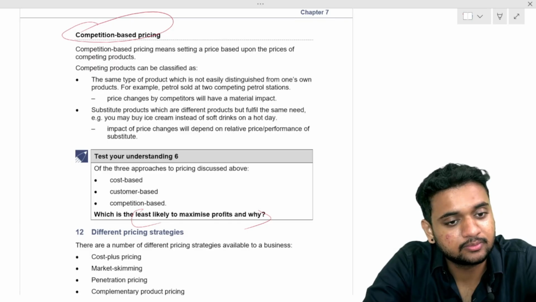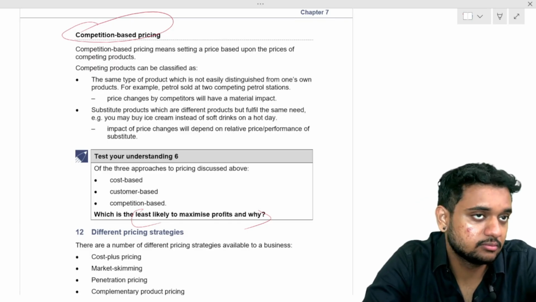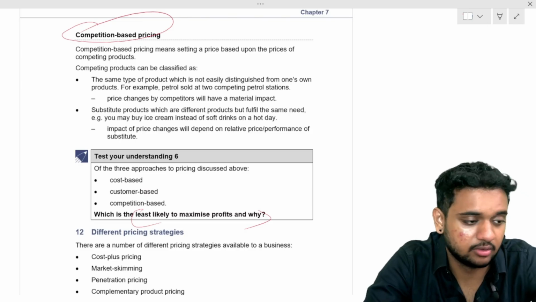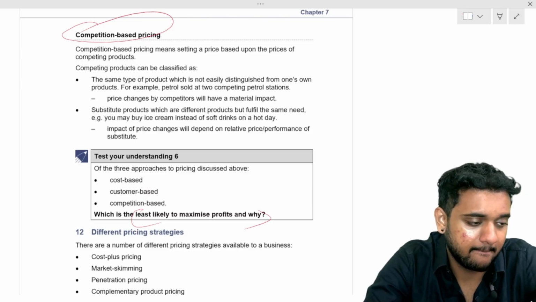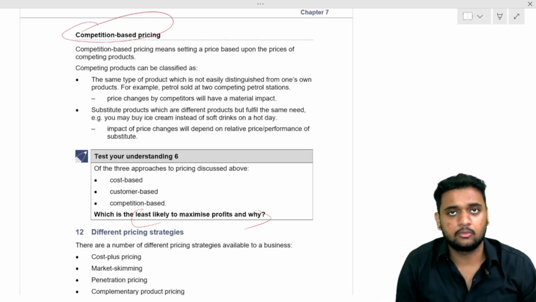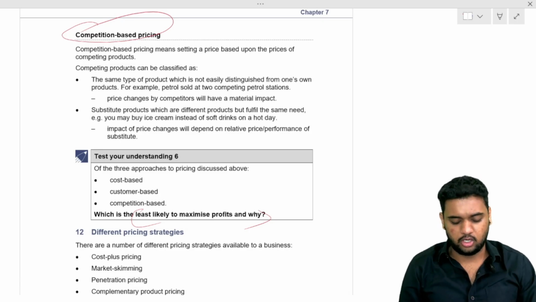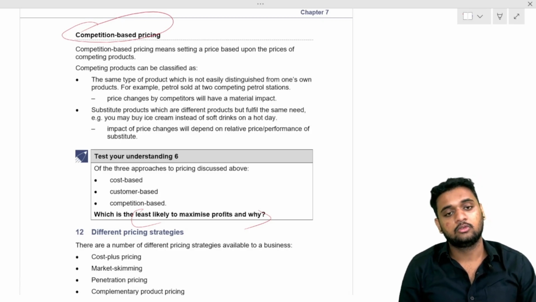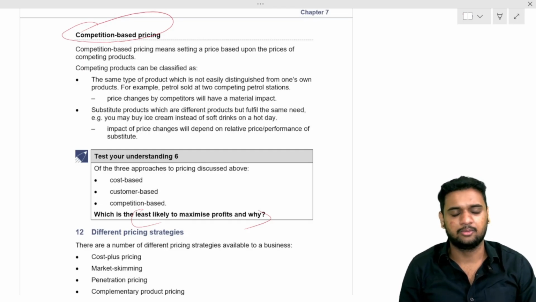Why? Because we are taking similar prices as competitors, but we don't know what they are doing to reduce their cost and get their profit. If we take that similar price, we might incur additional cost. We might incur more cost. So we cannot maximize profit. So here you're saying costs will be more, because of that you'll get less profit. Okay, reasonable.